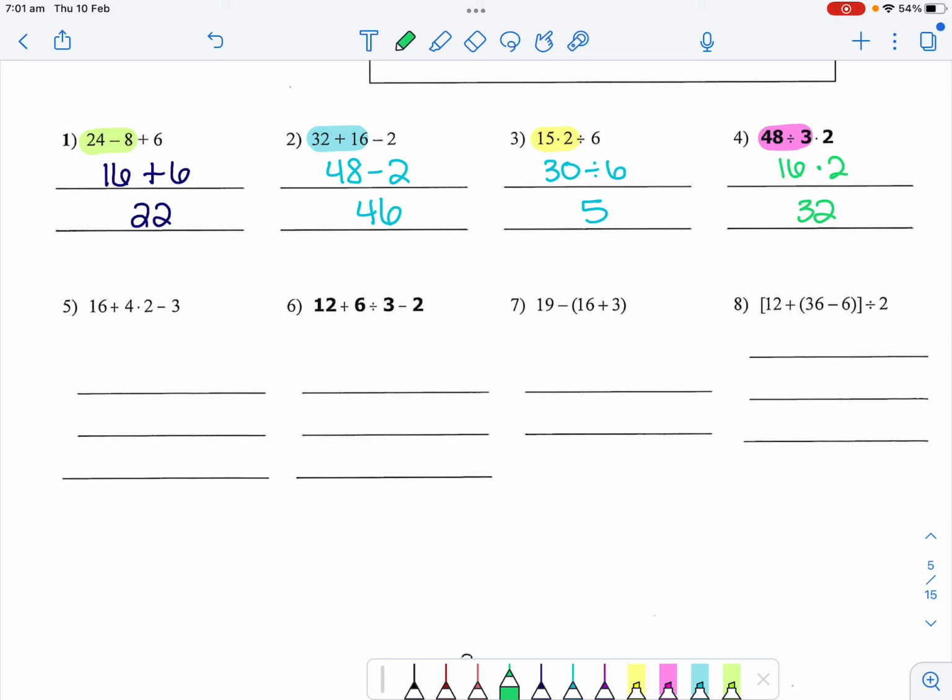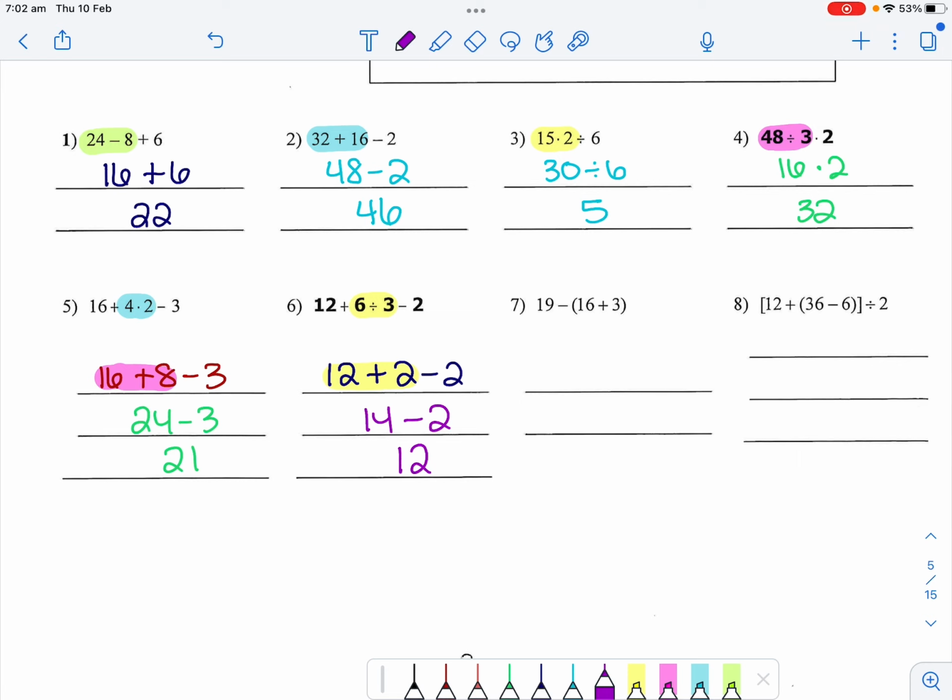Number 5, now we're combining addition, subtraction, multiplication, and division. So order of operations says that multiplication and division come first from left to right. So this is going to be 16 plus 8 minus 3. And now I can go from left to right. So 16 plus 8 is 24 minus 3, and 24 minus 3 is 21. Number 6, I'm going to do my division first from left to right. So 6 divided by 3 is 2, so 12 plus 2 minus 2. And then I've got my addition and subtraction from left to right, so 14 minus 2 is 12.